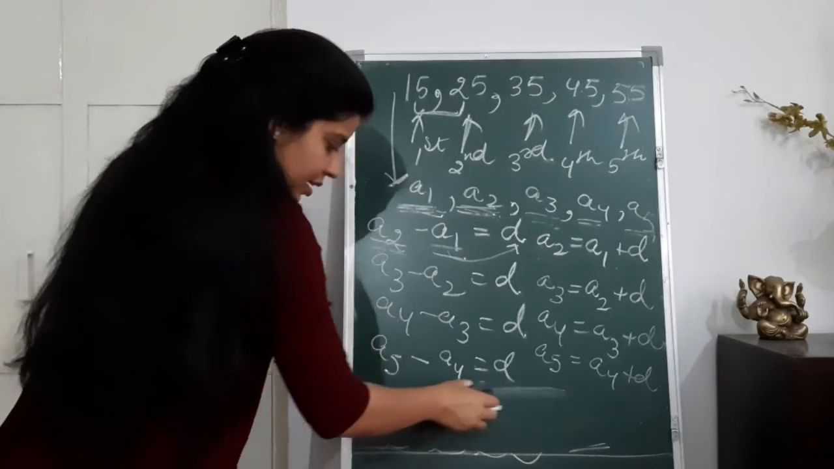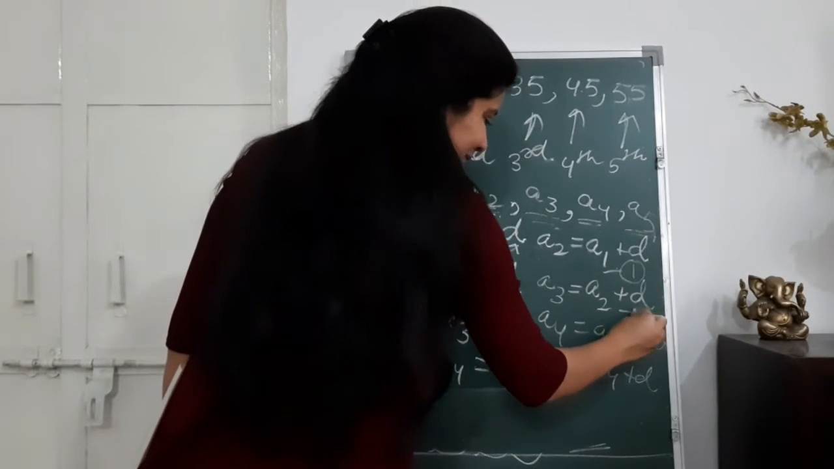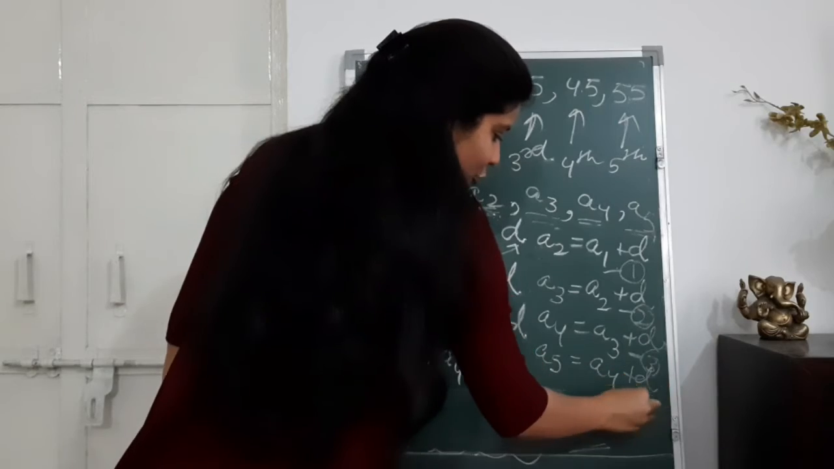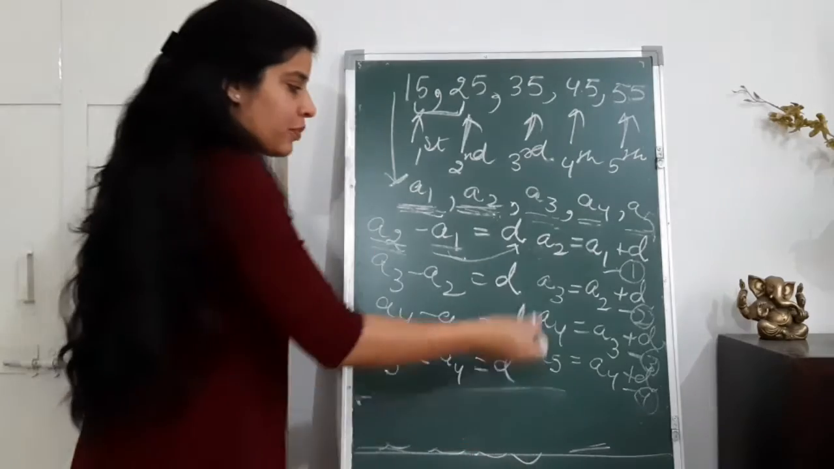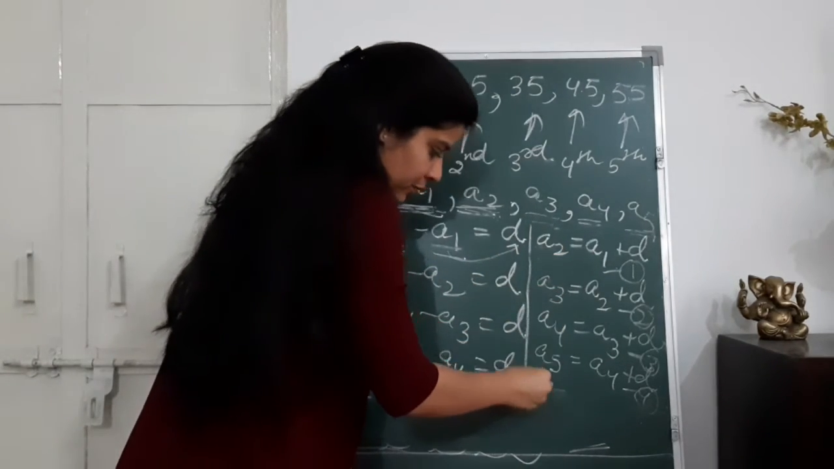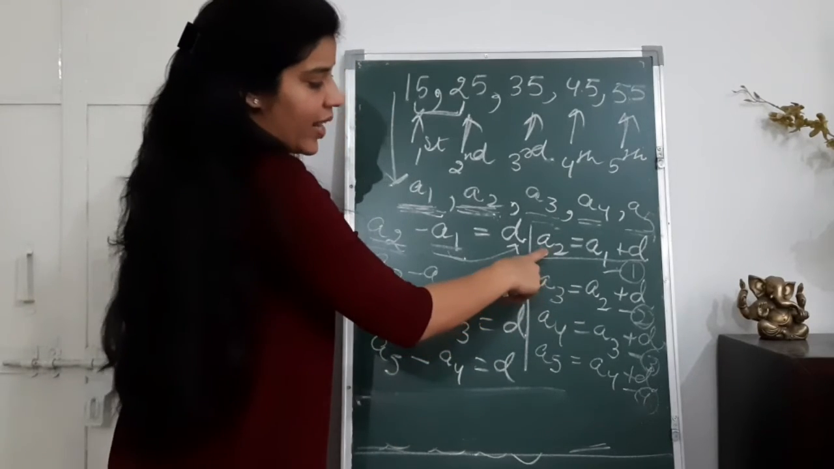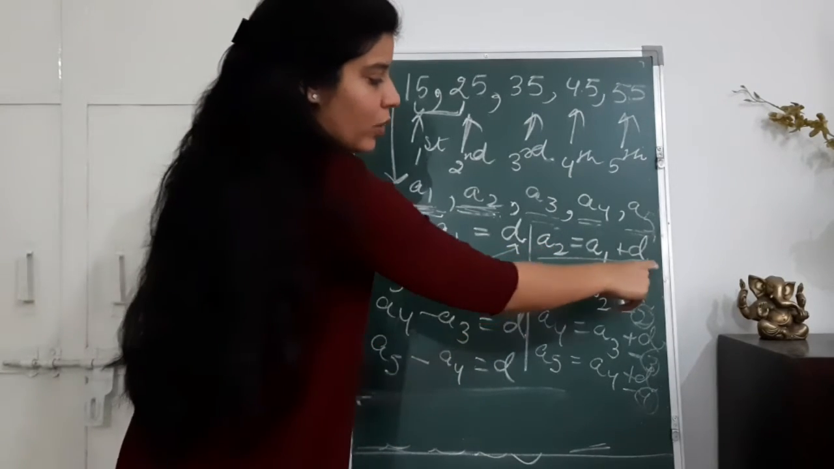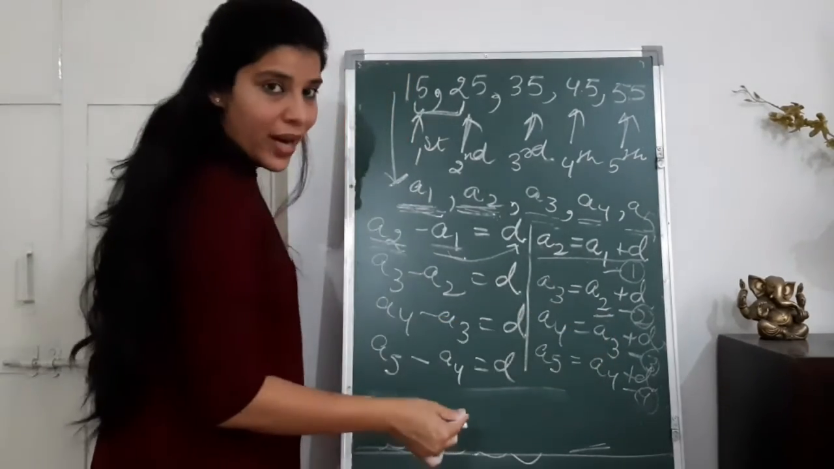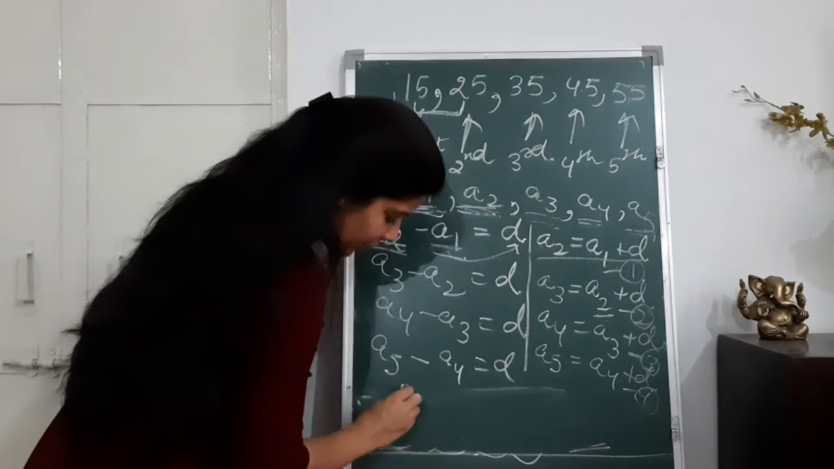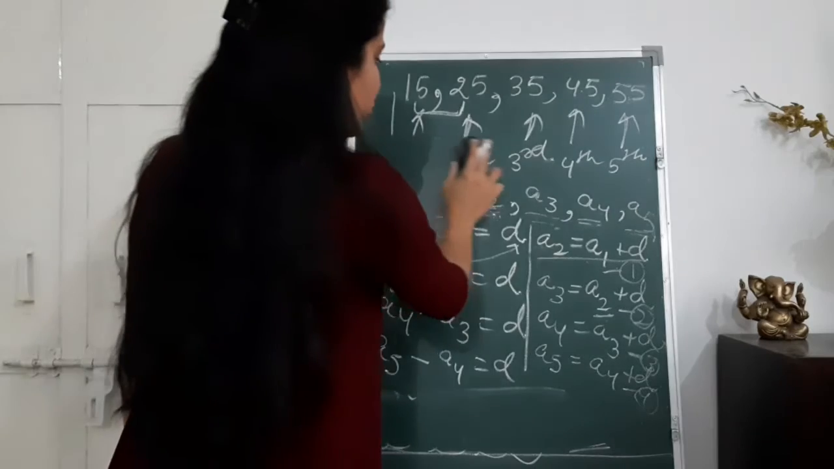Okay. So now, just look at these equations, 1, 2, 3 and 4. I have named these equations so that it is easier for you to understand. Now see, A2 is equal to A1 plus D. Can I write this A2 is equal to A1 plus D in the second equation? Because here I have A2, right? So for avoiding any confusion, I'll just remove this, okay?